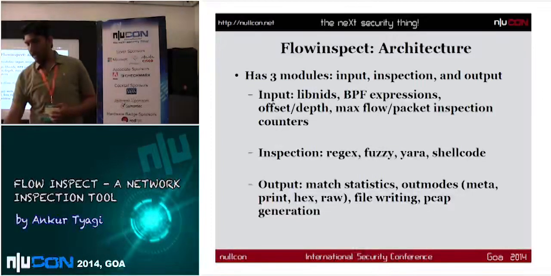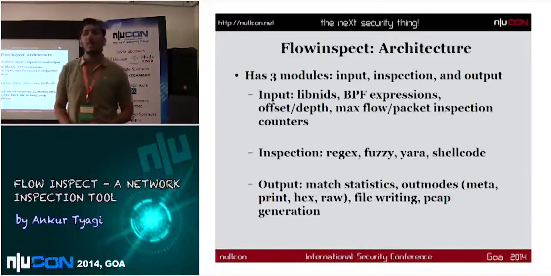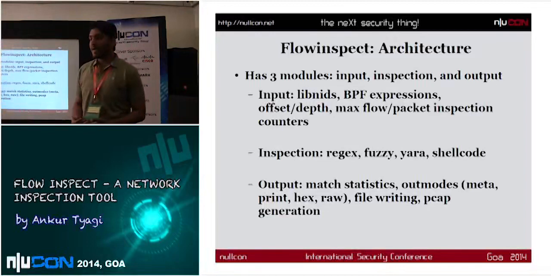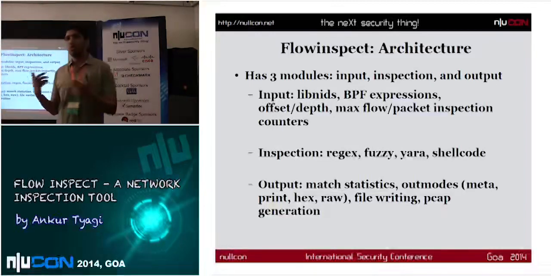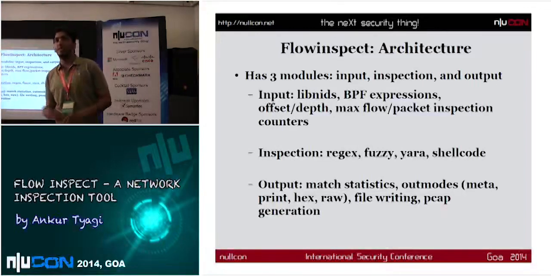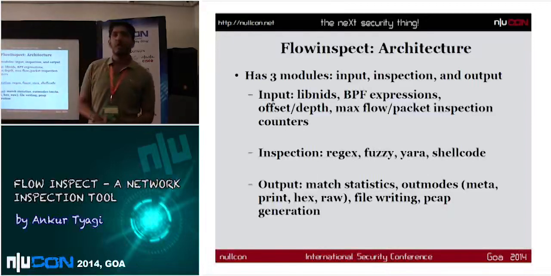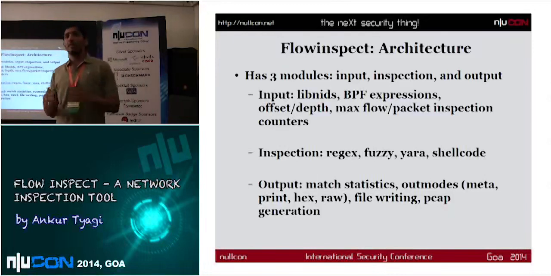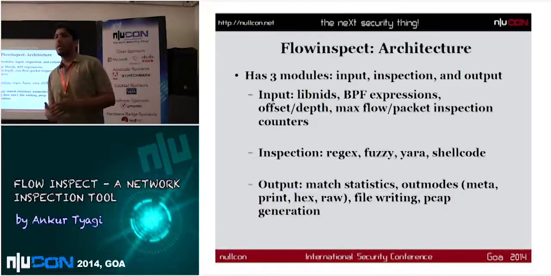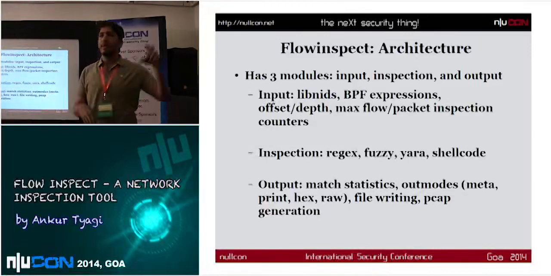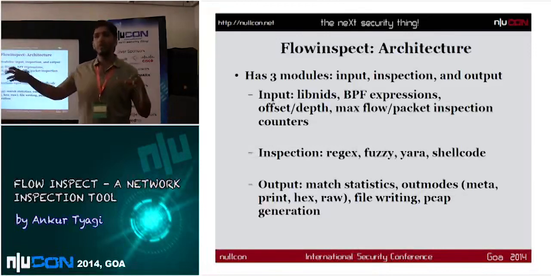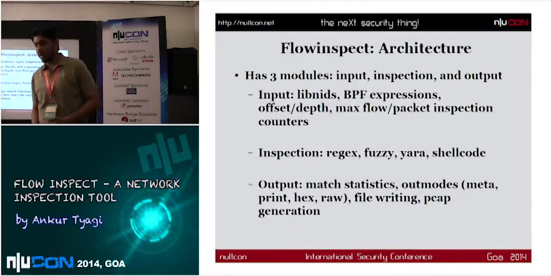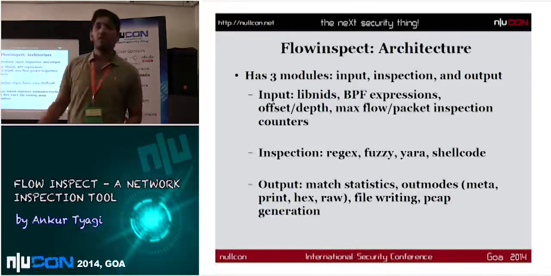Output match has these modes: meta, print, hex, and raw. These are the output modes in which it can dump output to the screen. Meta means it will show you the match statistics: the direction of the match, the size of the match, and what exact packet IDs are involved in the match. So if a match spans multiple packets, it will tell you this match happened on packet X and spans up to packet Y. So 5 to 6, or 5 to 7, 5 to 9, and likewise. Hex and raw are obvious.